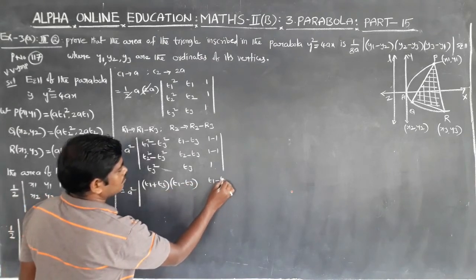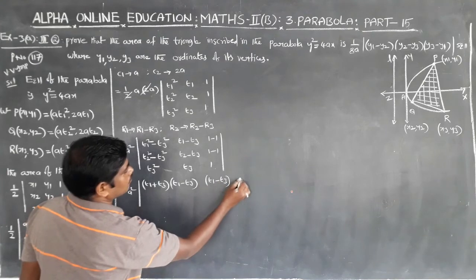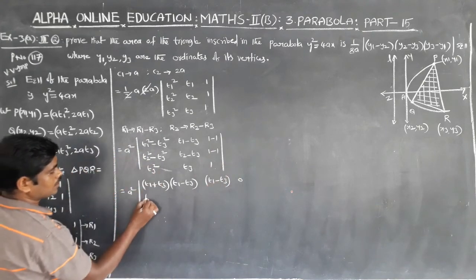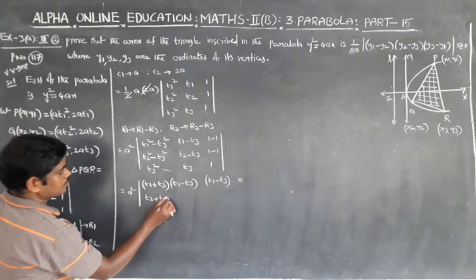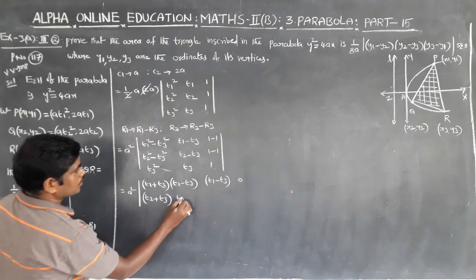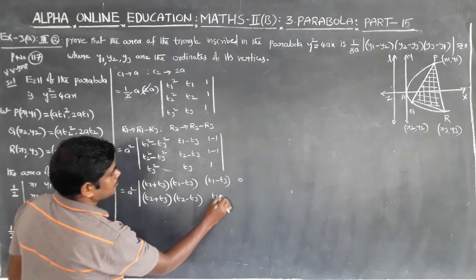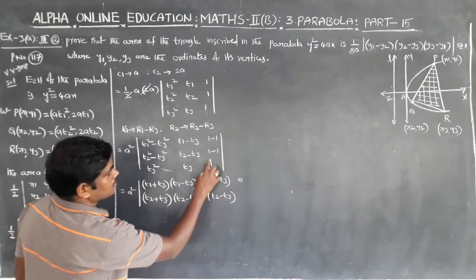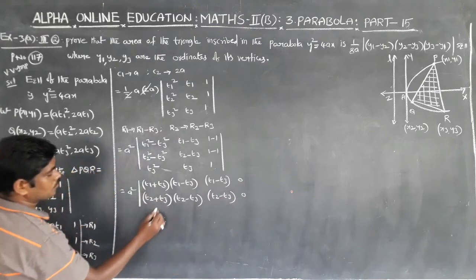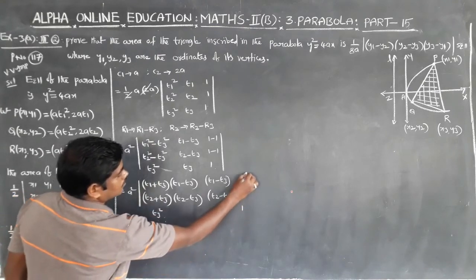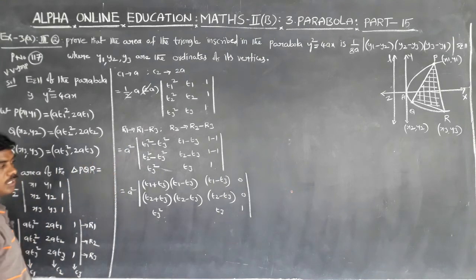Here T1 minus T3, 1 minus 1, 0. A square minus B square, A plus B into A minus B. Again T2 minus T3, 1 minus 1, 0. T3 square, T3, 1 mod. Common.